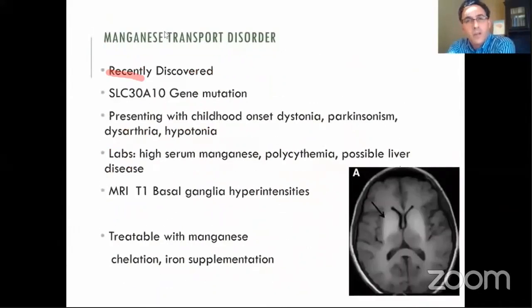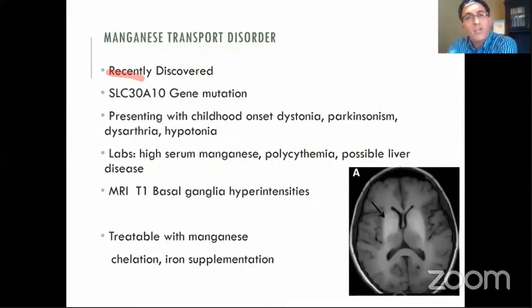The other entity of note that has been better characterized in the past few years are the manganese transport disorders. These are often associated with SLC30A10 gene mutation. A couple of other rare mutations have also been identified. This presents often with childhood onset dystonia, but there could also be Parkinsonism, dysarthria, hypotonia, and an abnormal type of dystonic gait known as cock-walk gait. The labs can show high serum manganese, and there may be polycythemia or liver disease present.